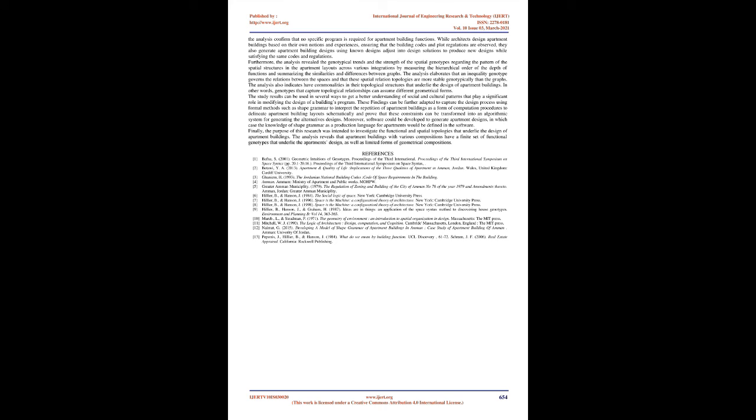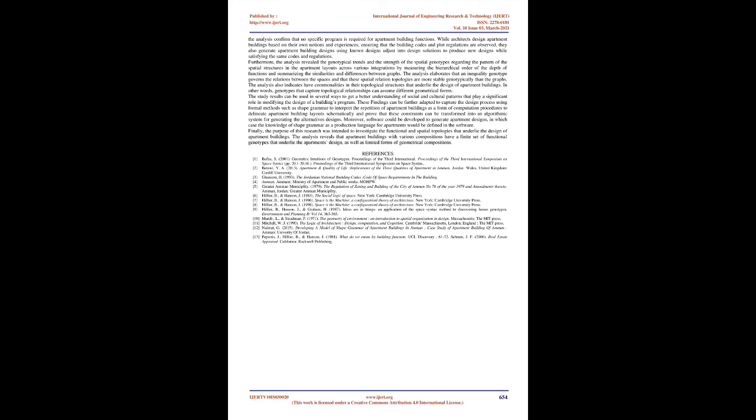Furthermore, the analysis revealed the genotypical trends and the strength of the spatial genotypes regarding the pattern of the spatial structures in the apartment layouts across various integrations, by measuring the hierarchical order of the depth of functions and summarizing the similarities and differences between graphs. The analysis elaborates that an inequality genotype governs the relations between the spaces and that these spatial relation topologies are more stable genotypically than the graphs. The analysis also indicates commonalities in their topological structures that underlie the design of apartment buildings. In other words, genotypes that capture topological relationships can assume different geometrical forms.